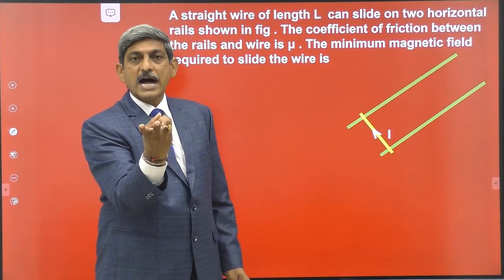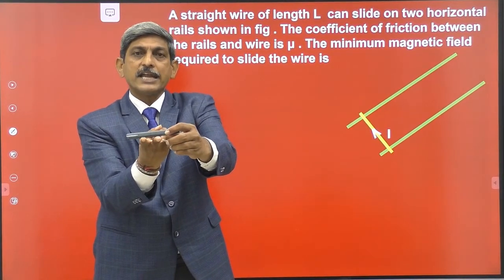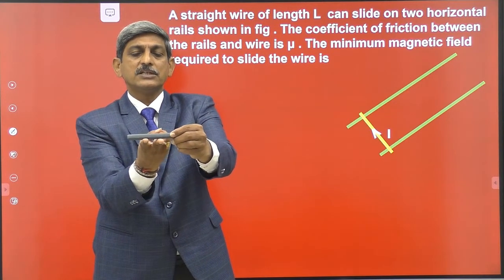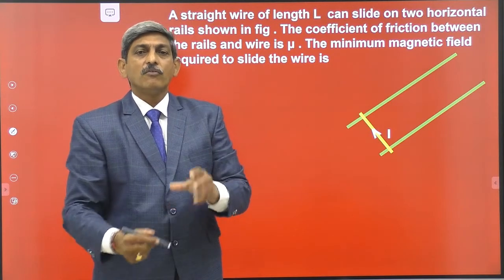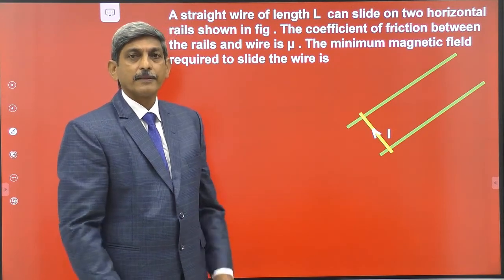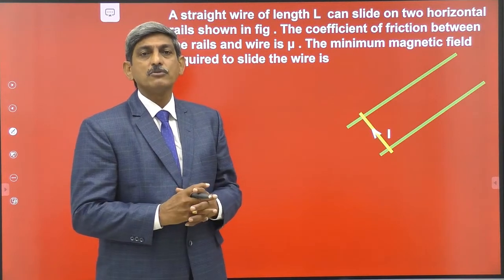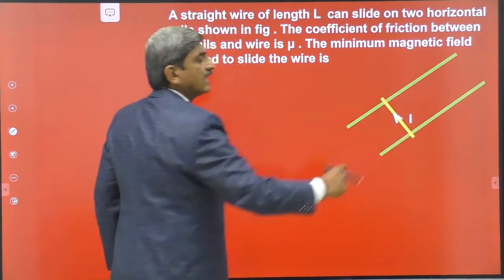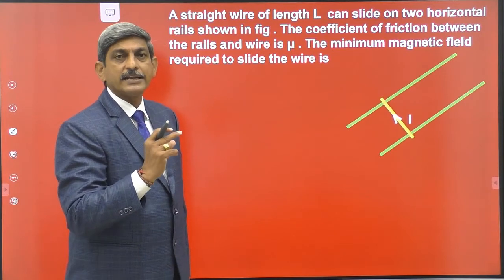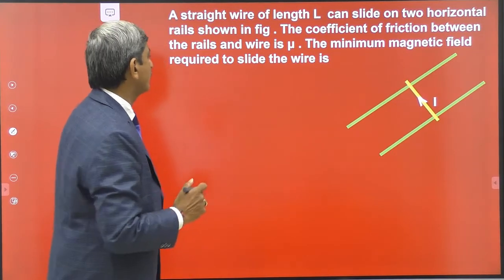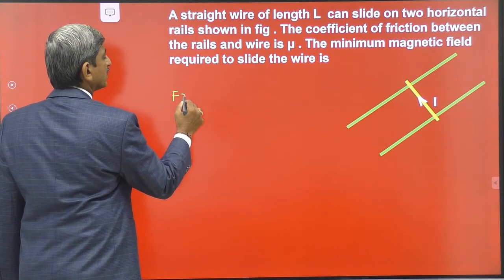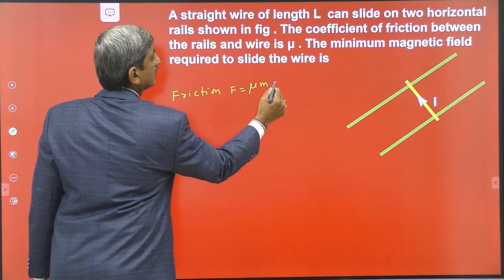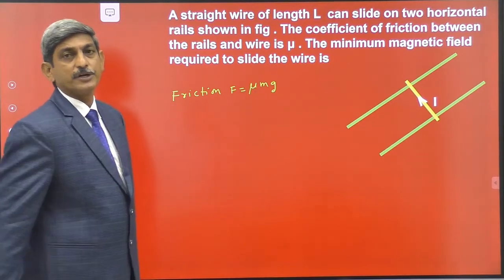Now, on the horizontal rails, a current carrying conductor is held like this, which is carrying a current. Now, we want to move the conductor like this. Now, to move the conductor, what field is required? That is our question. Why is that field required to move the conductor? Because whenever we are moving the conductor on the rails, automatically between the rails and the conductor there is some opposing force which is called the frictional force, and that frictional force is given by the formula F is equal to mu mg, which opposes the motion of the body.